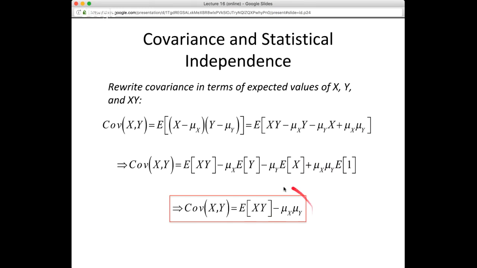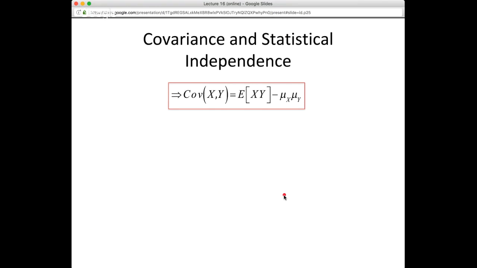So we end up with finally the expected value of xy minus mu x times mu y. Okay, so this is actually how we might want to calculate the covariance between the random variables x and y. We take the expected value of the product xy and subtract the product of their respective means. So I'm just translating that last result to the top of the page here. Now we're going to explore what happens if x and y are statistically independent.